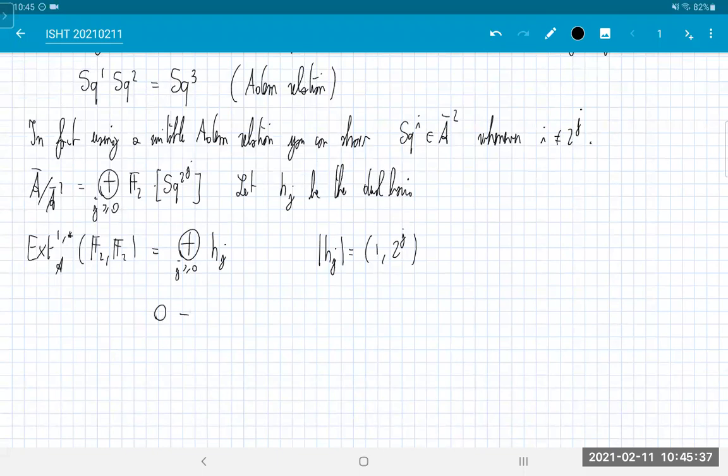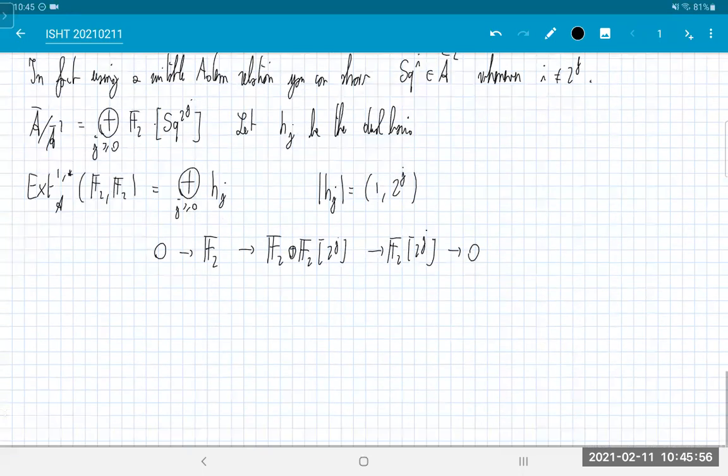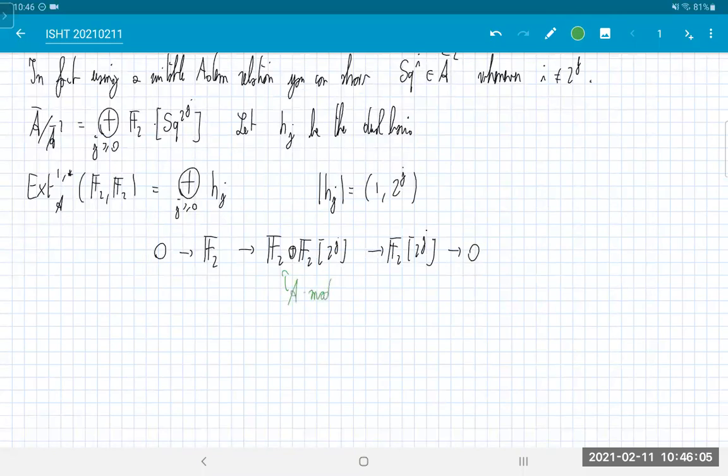And what extension do they correspond to? Well, they correspond to the extension like these. So the extension has to be like this. I just need to tell you what the module structure on the central term is. And this has an A module structure.